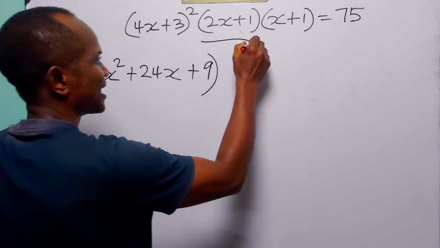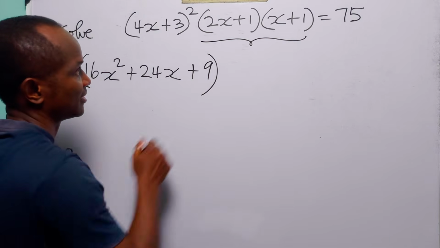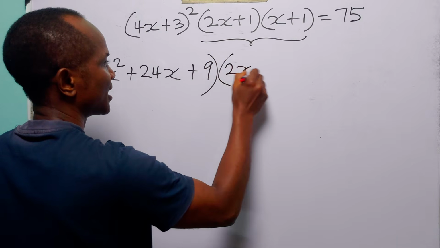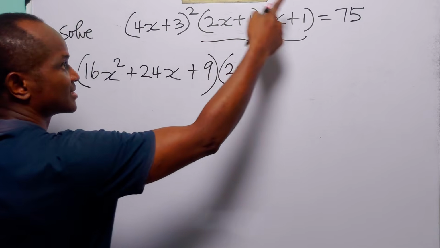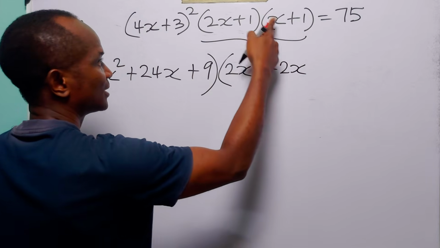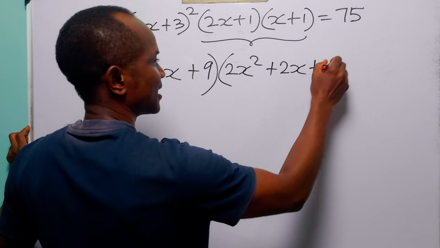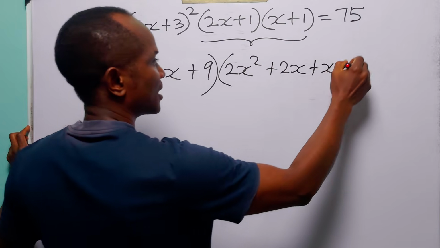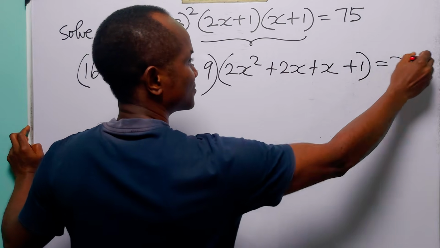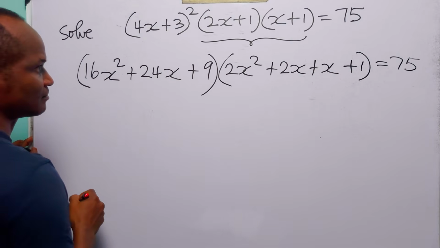Now let us multiply these two factors together. 2x times x is 2x squared. 2x times 1 is 2x. 1 times x is x, and 1 times 1 is equal to 1. Now this is equal to 75.